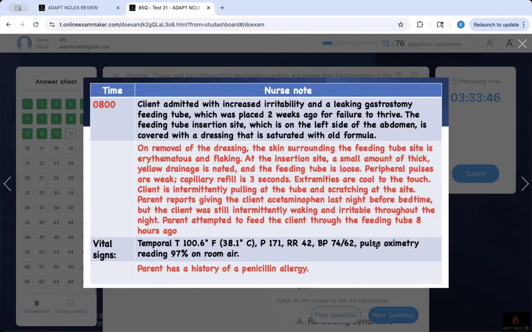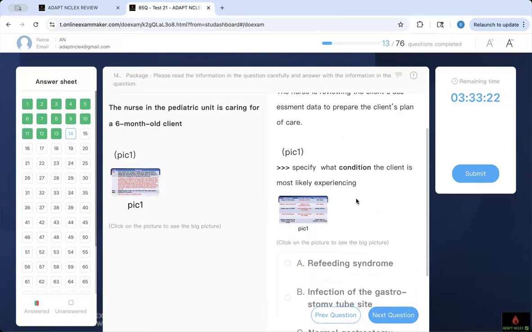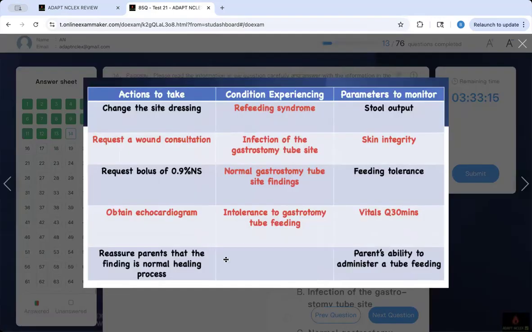Looks like sepsis or not, but you've got to figure out how old the kid is. Pulse is like that. Parent has a history of penicillin allergy, but they did not tell you if the patient has a penicillin allergy. Therefore, what do you think? Signs of infection in the kid who has a gastrostomy. Therefore, the nurse is reviewing the clinical assessment data to prepare the client's plan of care. Specify which condition the client is most likely experiencing.